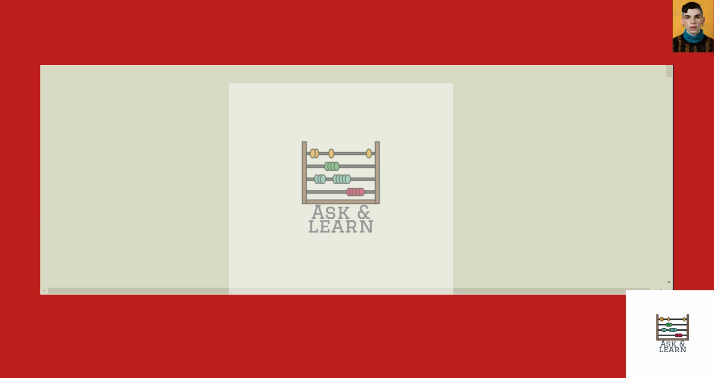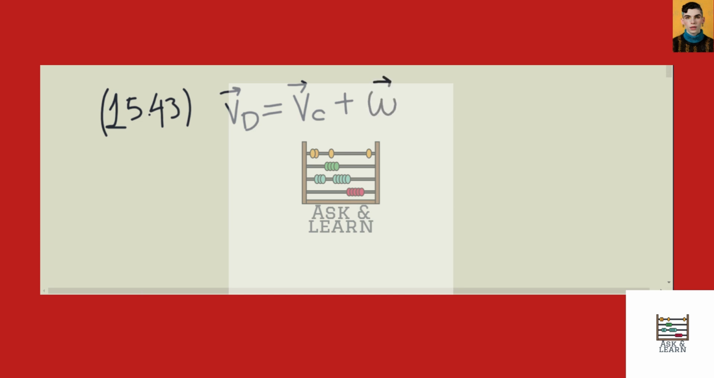We can do this using relation 15.43 of the textbook. And let's adjust it here for the 2 points. Let's begin with point D for convenience. You'll see in a while why we started with point D. So the vector velocity of point D equals vector VC plus the cross product of the angular velocity times the relative position vector of point D with respect to C.